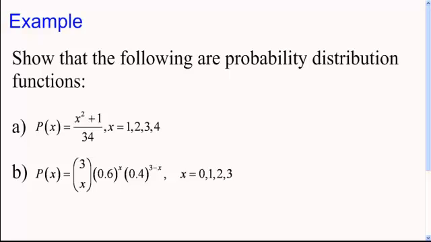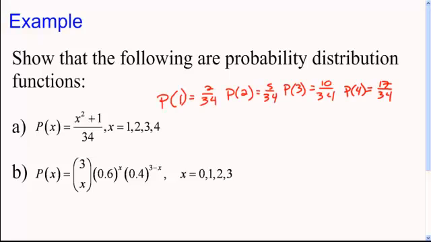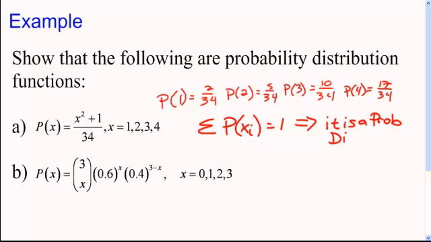So in the first equation, I have to put 1 in for x, and then 2 in for x, 3 in for x, and 4 in for x. When I add up each of those individual probabilities, it has to give me 1. After I calculate P of 1, P of 2, P of 3, and P of 4, and add all of those up, the sum of P of x sub i equals 1. Therefore, it is a probability distribution function.